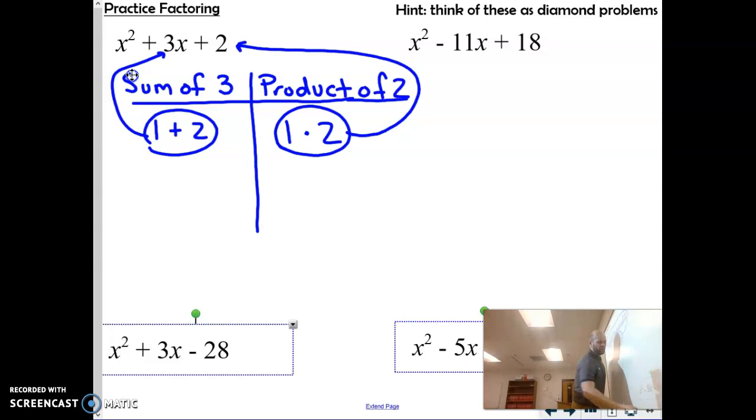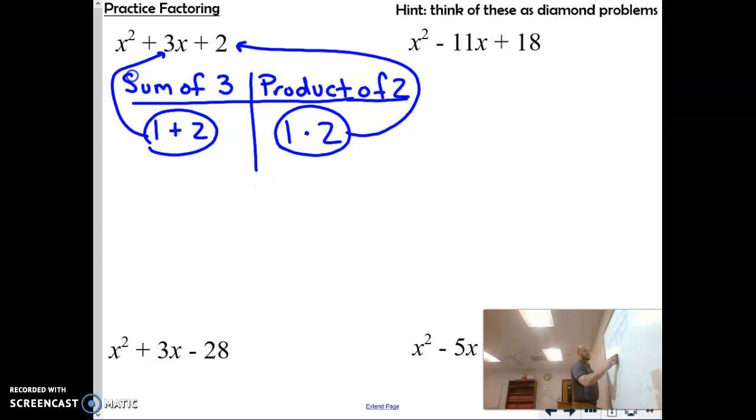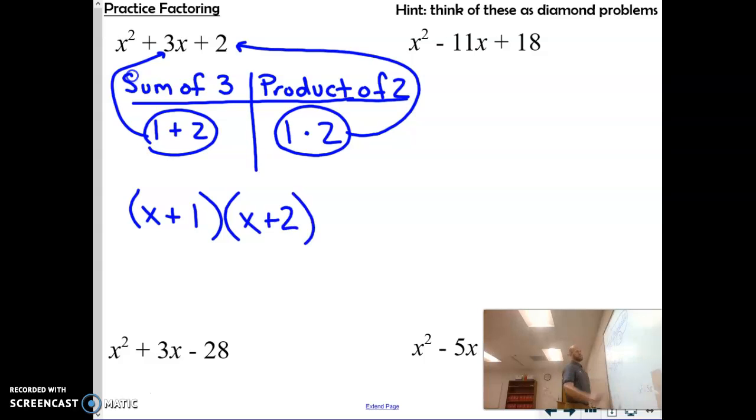So what we do with those then, very simply, is we use them as the numbers, the constant parts of our binomial factors. So the variable is x. So in this case, we would have x plus 1 times x plus 2. Notice now that if we would FOIL these, we would get the same exact answer that we had to start with.